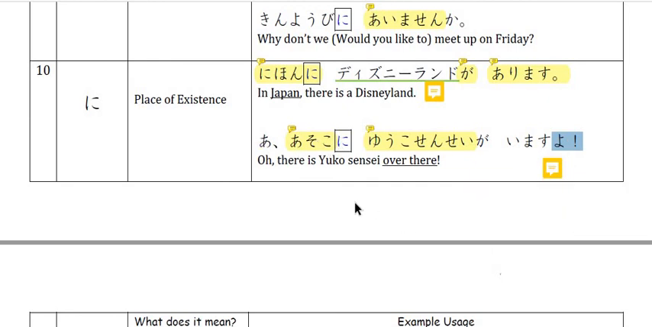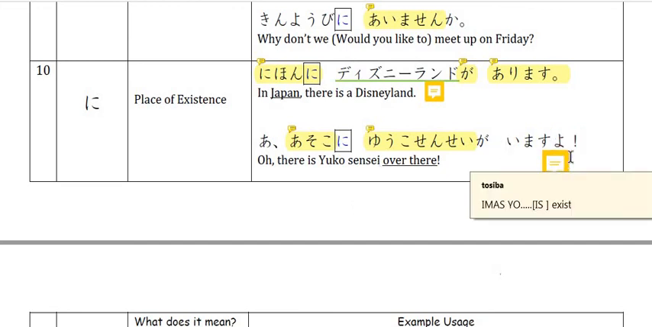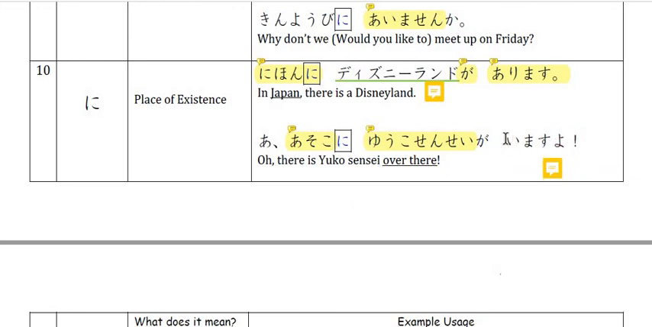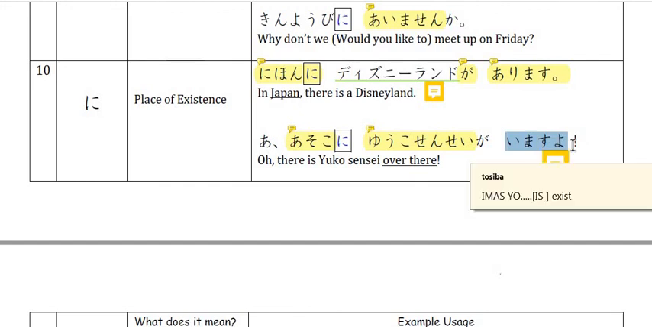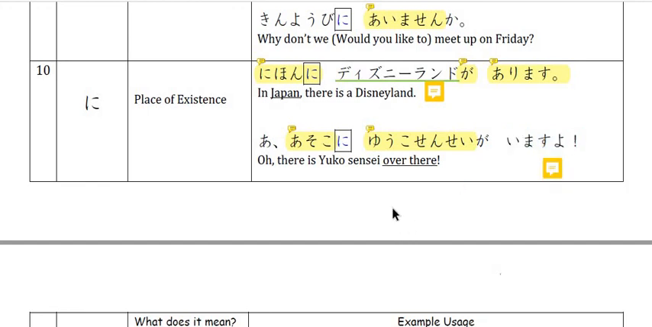Asoko ni Yuko sensei ga arimasu. I'm sorry, I made a mistake. It's not arimasu, it's imasu. Now why imasu is, I already explained that imasu is used for the living beings. So Yuko sensei is not a statue. She is a living being. So you're going to use imasu, not arimasu. Okay? So, yeah, asoko means over there.